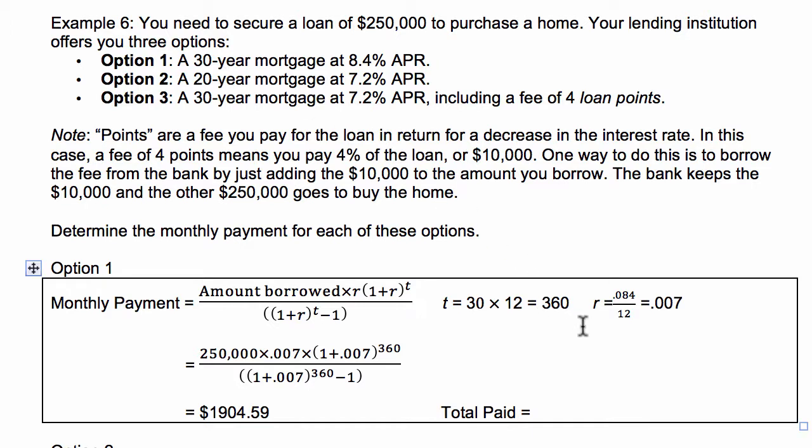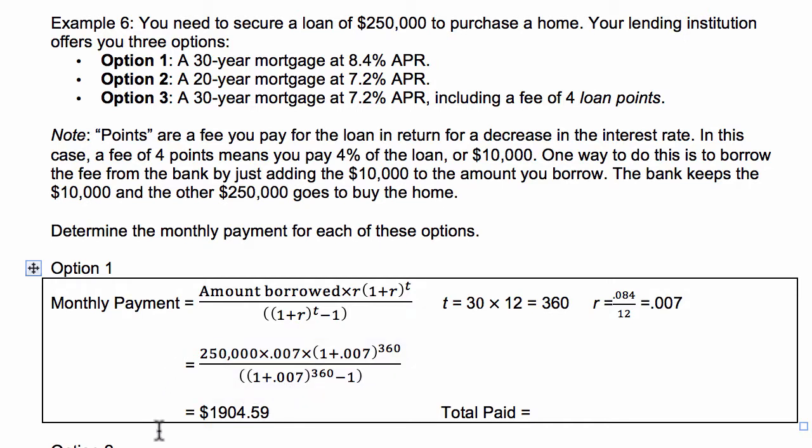R, the monthly interest rate, was 0.084, the APR as a decimal, divided by 12. That equals 0.007. Substituting that into our formula, we get the following. Be sure to calculate this computation yourself using the calculator you'll be using for homework and exams. If you find your answer does not match mine, it might be because you are missing parentheses.